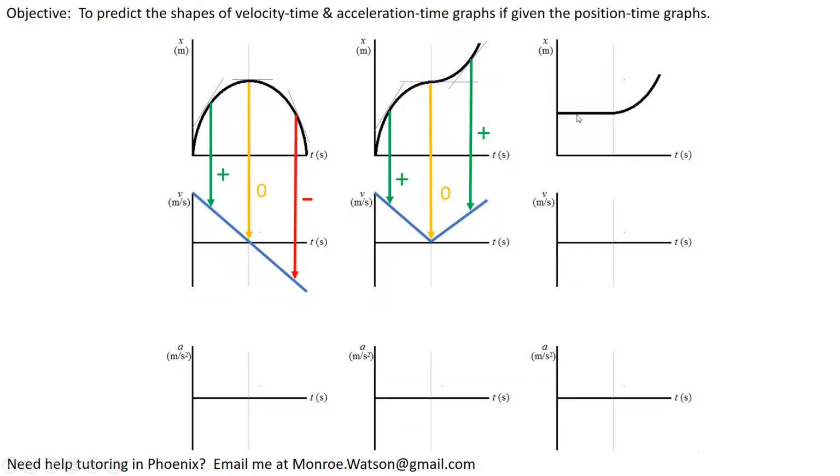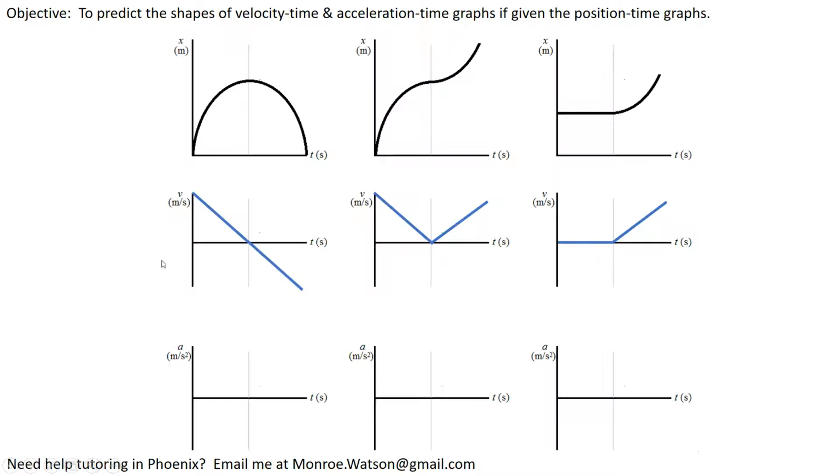Now this third and last one, if I were to draw a line here, well, the tangent line to this one is going to be pretty easy. It's going to be a 0 slope, so therefore I'm going to have a 0 velocity. But then as time goes on, I'll have a little positive slope here, therefore I'm going to have a positive velocity.